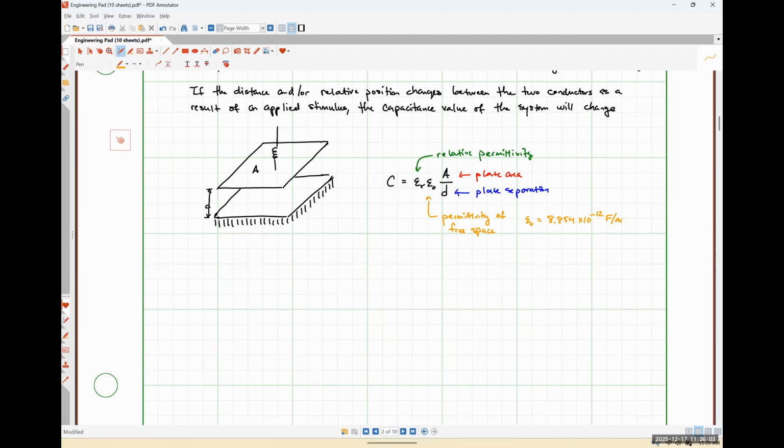99% of the time, it's going to be the area or the distance, okay? It is possible to develop a system where you change the relative permittivity of the medium between the plates, because that's what one chapter of my PhD thesis is on. So I know it can be done because I did it. It's not particularly useful, but it can be done, okay?